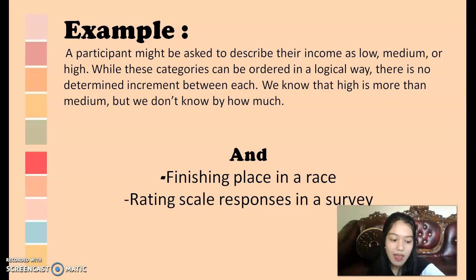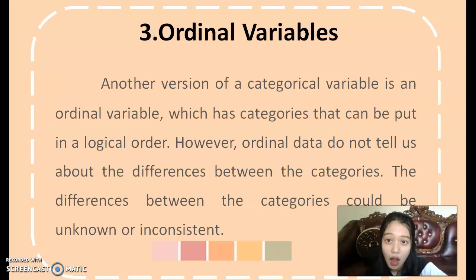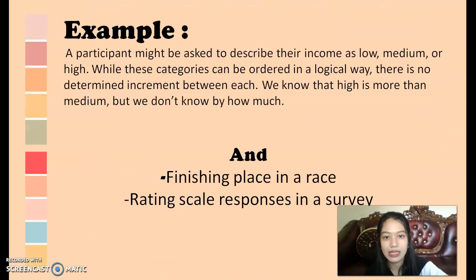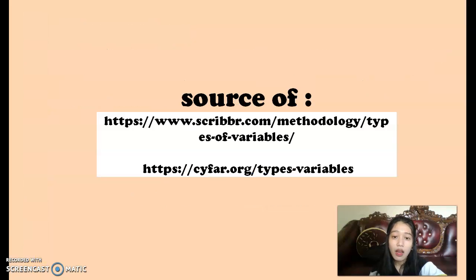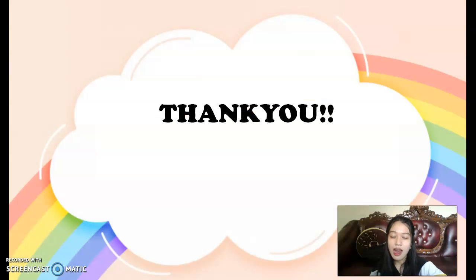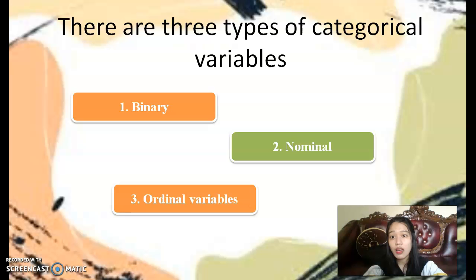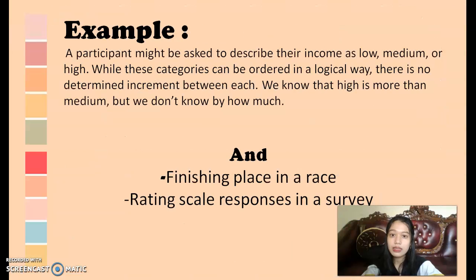And another example of an ordinal variable is finding a place in a range or a rating scale response in a survey. Okay guys, I think that's enough explaining the three types of categorical variable.